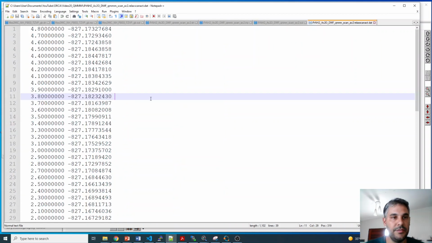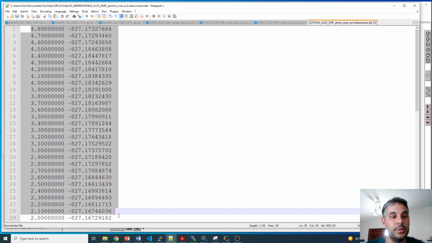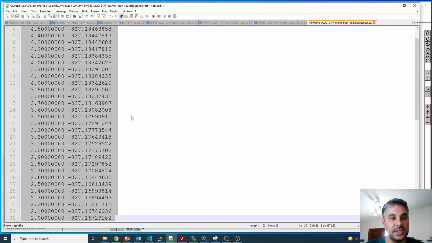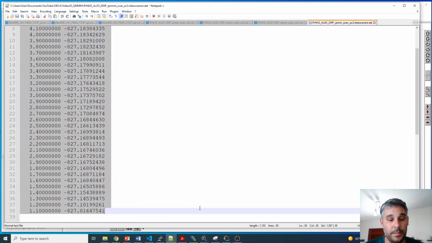And here is, for example, the list of the relaxed scan actual energy, where the full energy of the QM plus QM2 system is plotted against the carbon-nitrogen distance, which I have been scanning. So in order to plot this, I'm going to copy this into Octave.